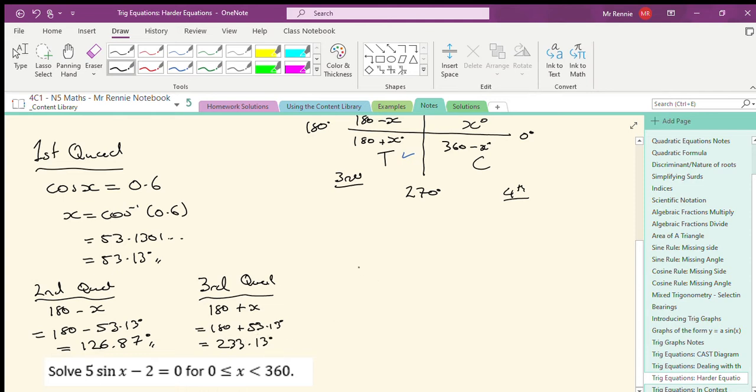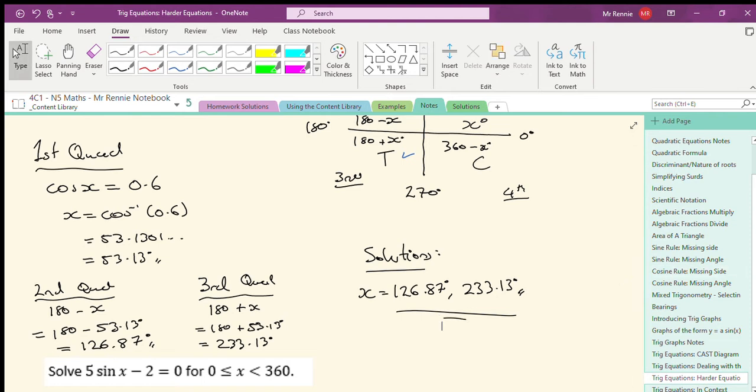Okay, so my solutions, remember we've got two solutions. I'm not picking the first quadrant, that's what I had to use, however it's not where my answer lay. My answer lay in the second and third quadrant, so my answer is when x is 126.87 degrees and when it also equals 233.13 degrees. So very similar to what we've been doing, we just had to rearrange the equation in order to get our two answers there.